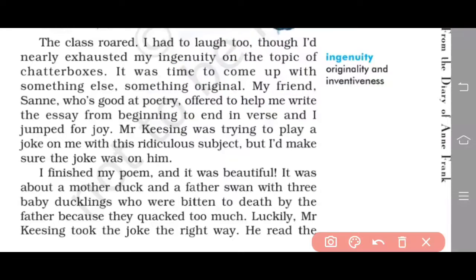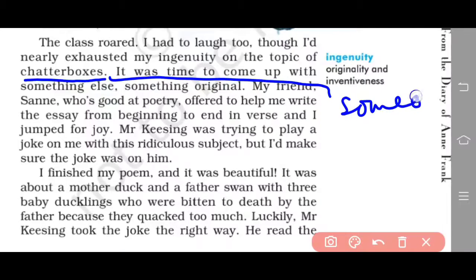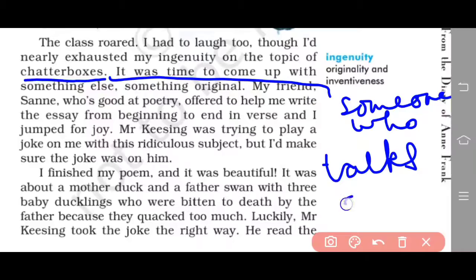First of all, let me tell you that a chatterbox is somebody who talks a lot, means without any reason. Chatterbox means someone who talks without any proper topic, talks a lot, and especially a child. Then that child is called a chatterbox. Then see the next word meaning.